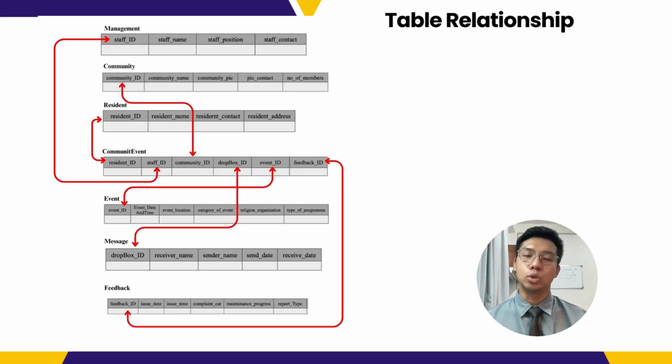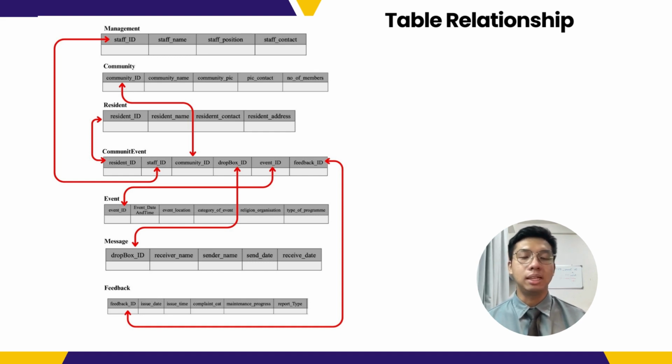Table relationship is to show the relationship between the tables, which is from our database. So let's see our table of relationship. First, we can see the management table, which has the columns of staff ID, staff name, staff position, and also contact. So the staff ID will be the foreign key for the community events table, and also the primary key of the management table.